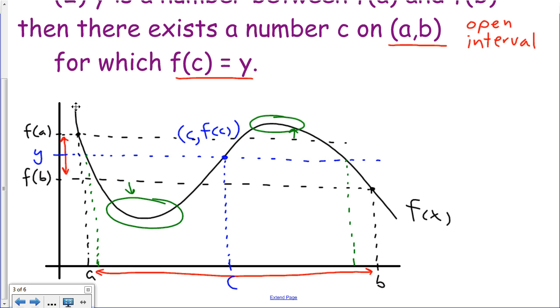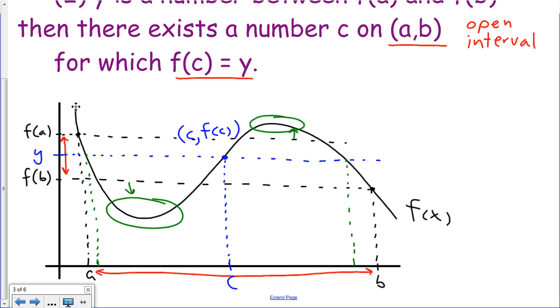All right, so that's the theorem. I think it's pretty straightforward what it's saying. You've got a continuous function. You pick any y value in a certain range between f of A and f of B, and you're guaranteed there's a corresponding x value you can get to get that y value.